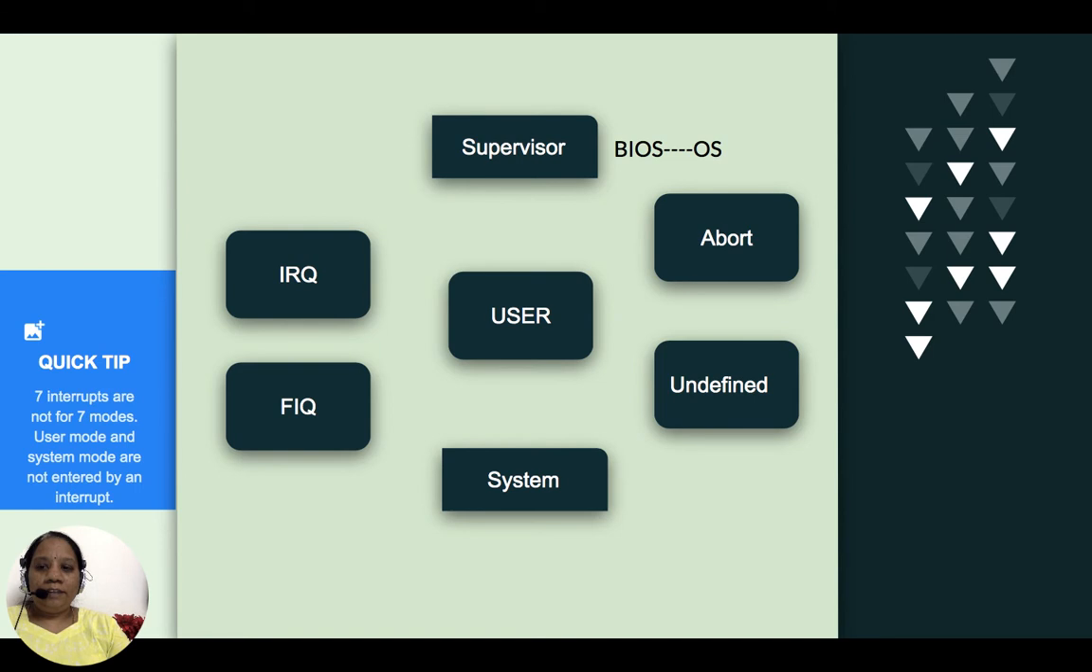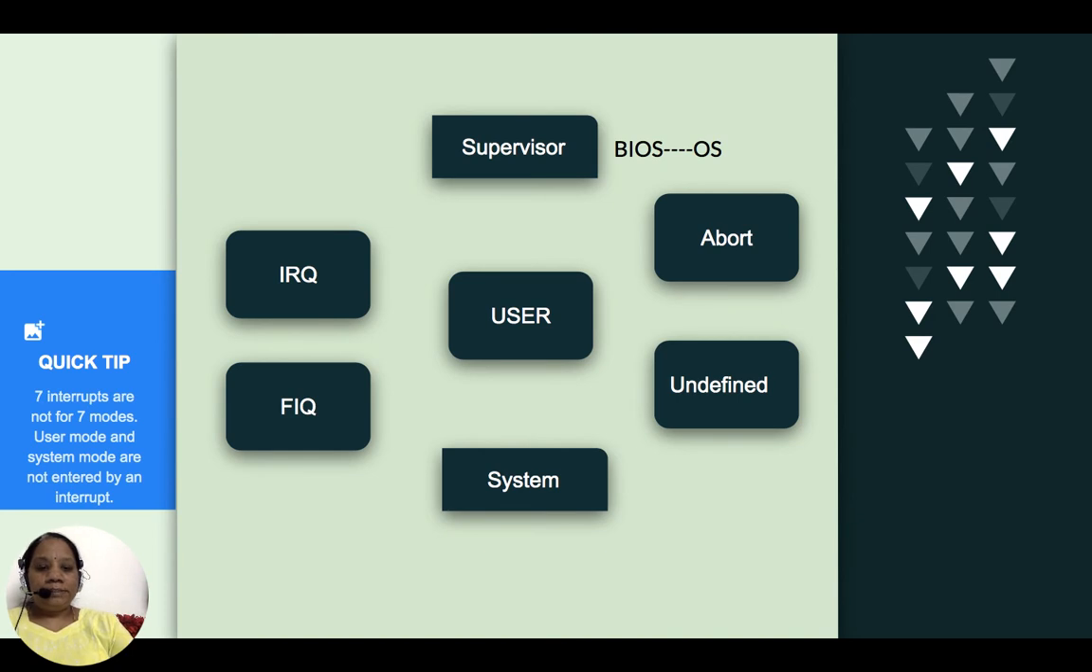Actually, only 5 operating modes are entered using interrupts: supervisor, abort, undefined, IRQ, and FIQ. User mode and system mode do not have to be entered via an interrupt. That is what I have given in the tip here. There are 7 interrupts and 7 modes, but it is not necessary that each interrupt is involved with one mode. User mode and system mode are not entered by an interrupt. So let's see how these modes of operation are related to the interrupts one by one.